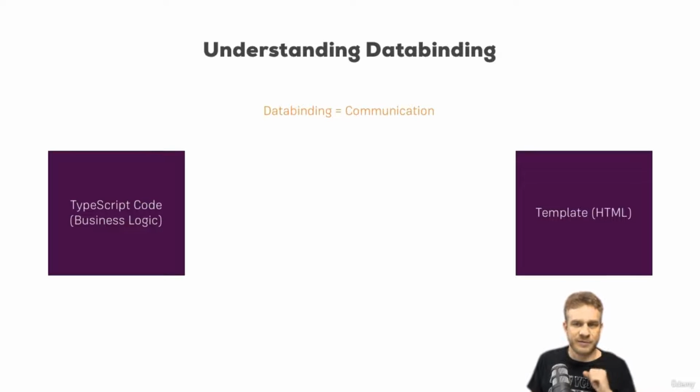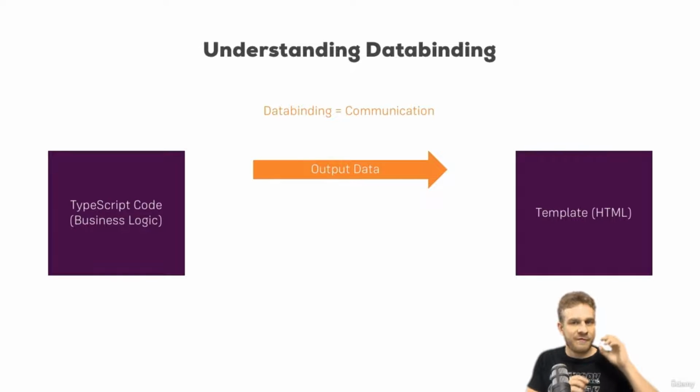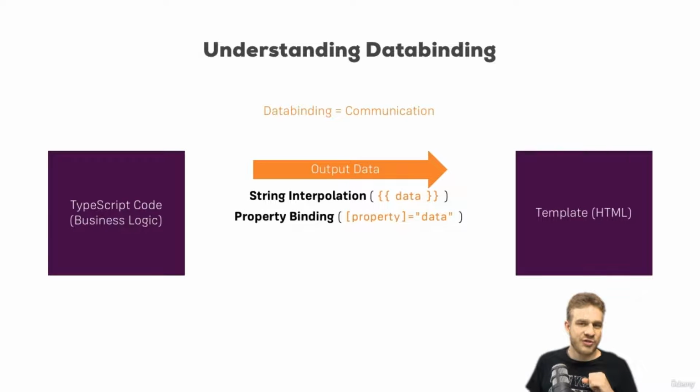We get different ways of communication now. For example, we want to output data from our TypeScript code in the HTML code, in the template. We can use string interpolation for this. You saw this in the first section of the course. It's the syntax with the double curly braces and then some property name or some expression in between.